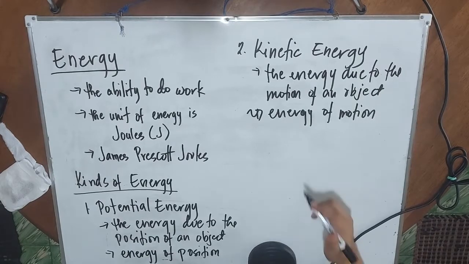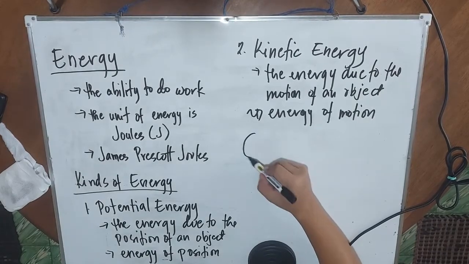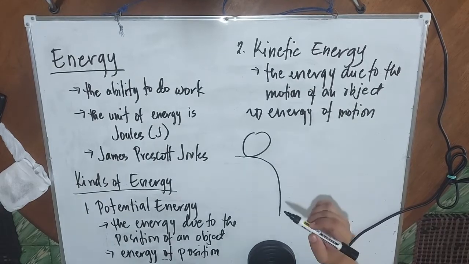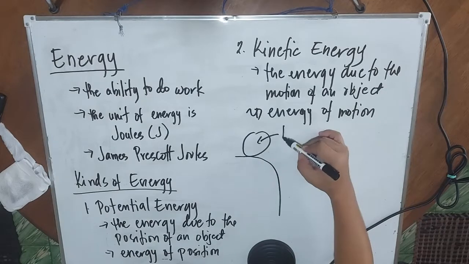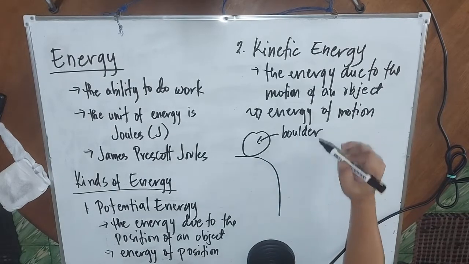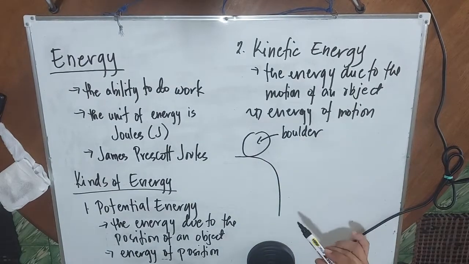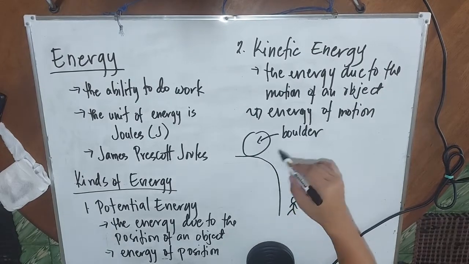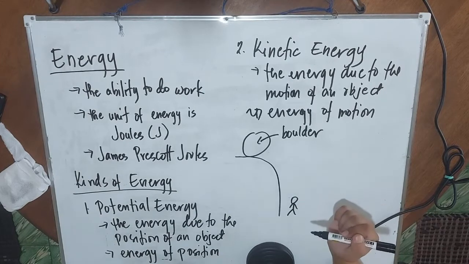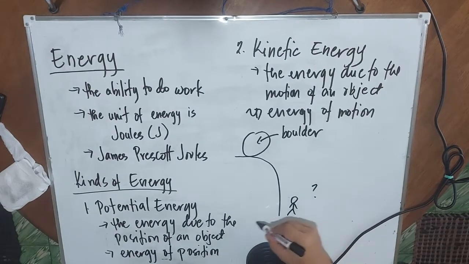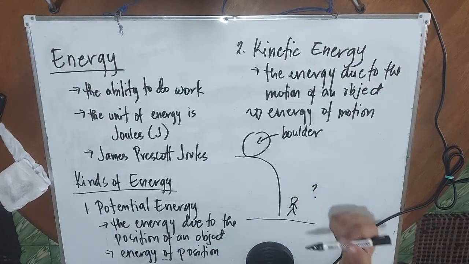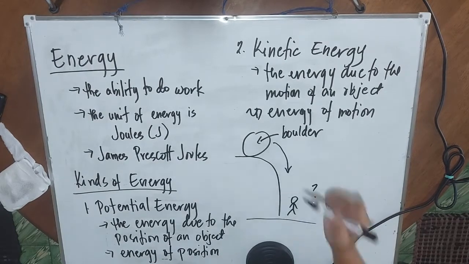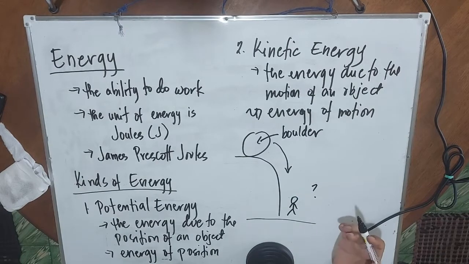Now, para mas maunawaan natin konti, halimbawa, meron tayong isang object. Okay? On top of a cliff, for example. Let's say this is a boulder. Boulder on top of a cliff. Minsan, kapag tayo nasa baba, for example, ng isang cliff, we would not go under a boulder. Why? Bakit ayaw nating pumunta sa ilalim ng isang boulder? Simply because, kapag mahulog itong boulder na ito, it could cause damage.